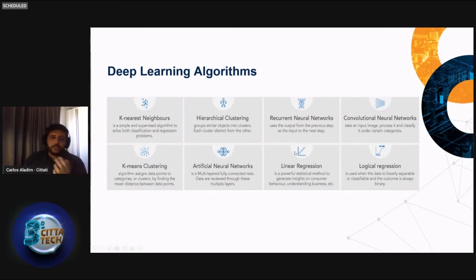We have linear regression, that is a classic one, a statistical method to generate insights. And we have the logistic regression that is used when the data is linearly separable. One of the main good things about artificial neural networks, or any of these networks here, is that they solve problems that are non-linearly separable. So complex problems, that's why we use neural networks.